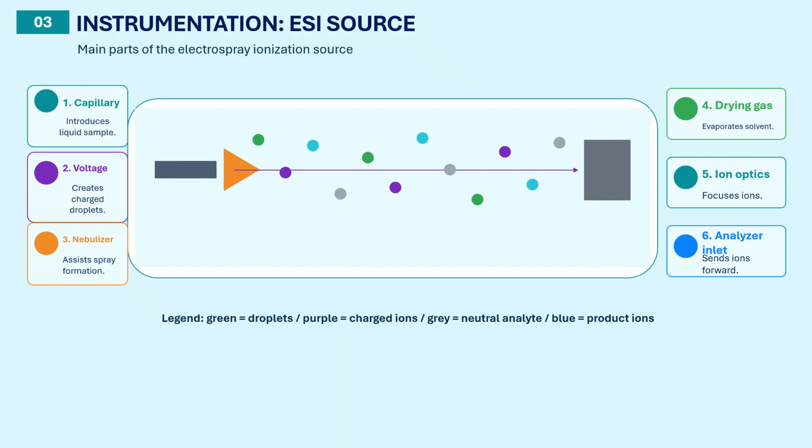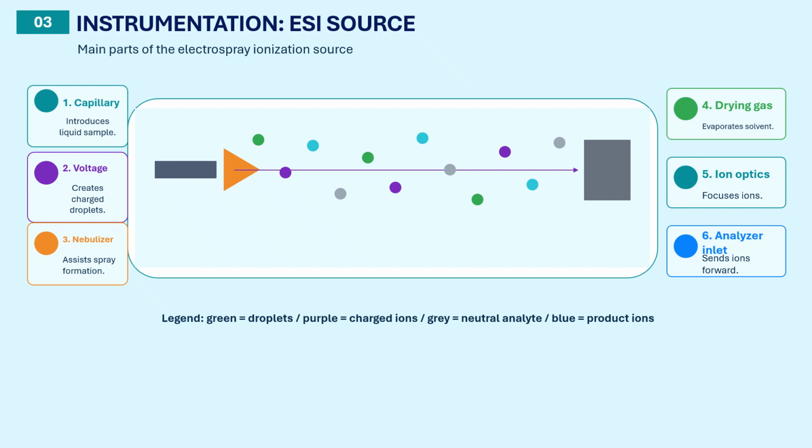Fourth is the drying gas. The drying gas helps evaporate the solvent from the charged droplets. As the solvent evaporates, the droplets become smaller. When the droplets shrink, the charge density increases, and finally ions are released from the droplets. So, drying gas is very important for desolvation, which means removal of solvent.